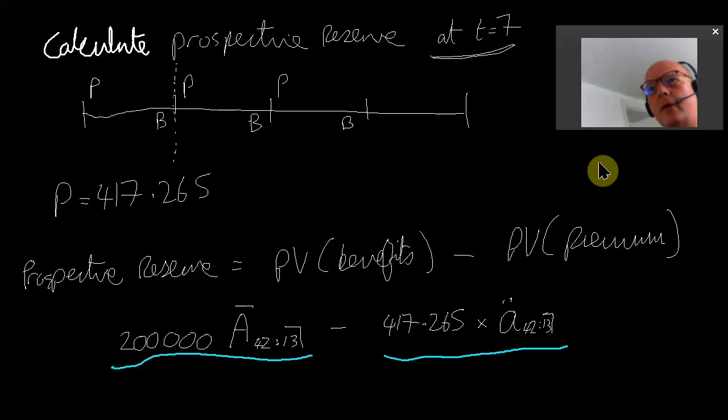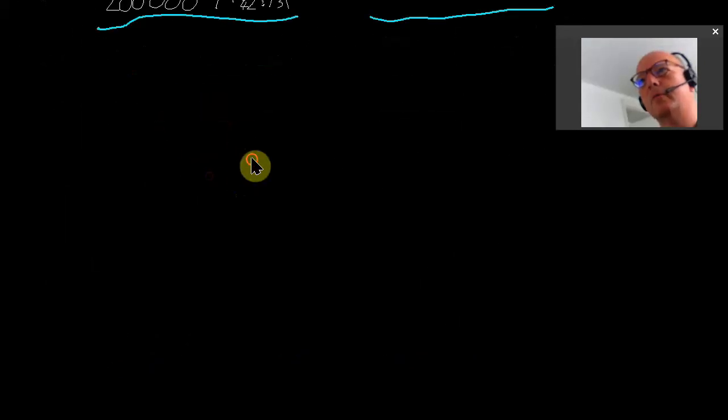Now we're going to look at retrospective reserve. So we've calculated the prospective reserve, which is saying we're at t equals 7, the age is 42, what's the total value of benefits we're going to pay out, take away the total value of premiums that are going to come in. But what about we look at it from the other end?